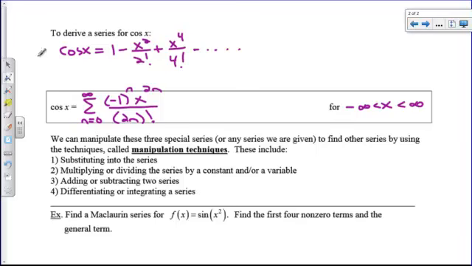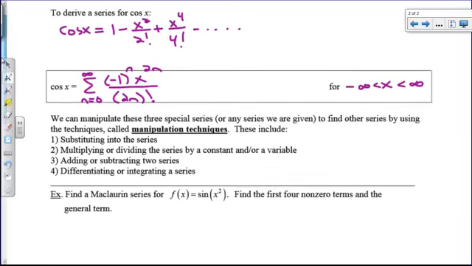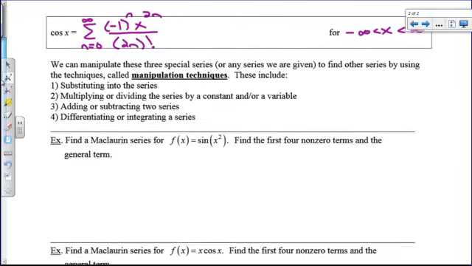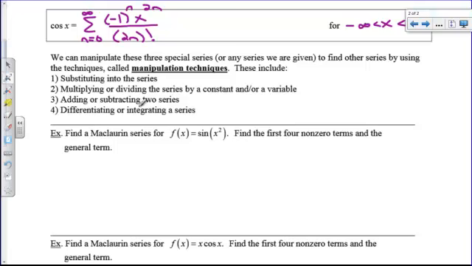Now, if you memorize these three, you are going to save yourself a lot of time. And there's going to be some questions I honestly don't think you're going to have time to answer if you just find derivatives and then try and plug them into the Taylor polynomial formula. If you memorize these, we can manipulate these known series to develop new series, and I'm going to show you how to do that. We can substitute in, we can multiply or divide, we can add or subtract, and later on we're going to differentiate or integrate. So let me show you how this works.